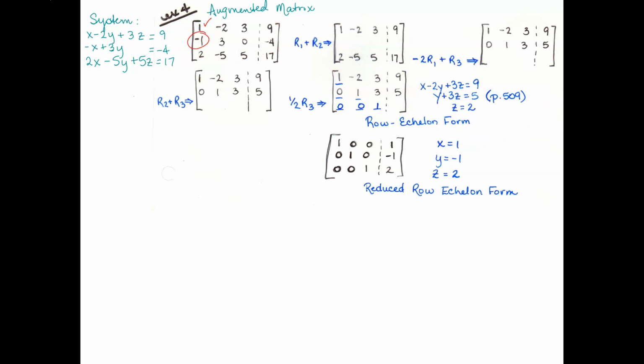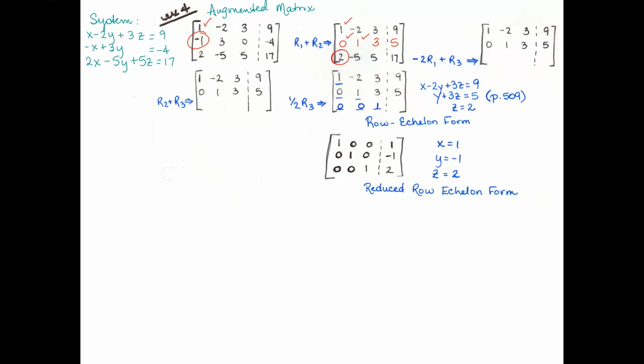All right, so let's do that. Let's add row 1 with row 2. So 1 and negative 1 gives us 0. Negative 2 and 3 gives us 1. 3 and 0 gives us 3. And 9 and negative 4 gives us 5. Now let's check our progress. Now we've got 1, 0, 1. Now we need this 2 to be a 0. We're trying to get 0, 0, 1 in this last row.